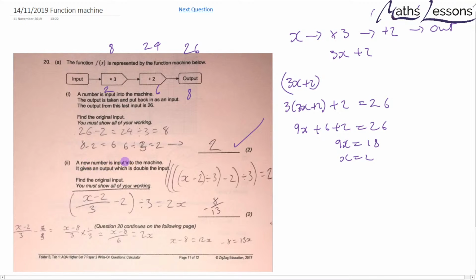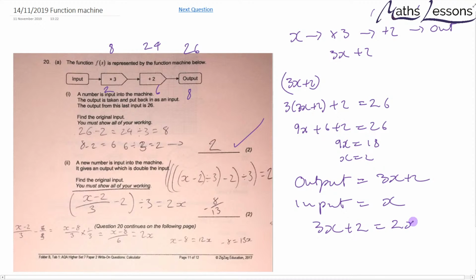Now a new number is input into the machine and it gives an output which is double the input. Find the original input. So let's just have a look at this. So our output we now know is equal to 3x plus 2. And our input was equal to x. Now our output equals double our input. So 3x plus 2 must equal 2 times x, equals 2x. And then we can see x plus 2 equals 0. So therefore x equals minus 2.